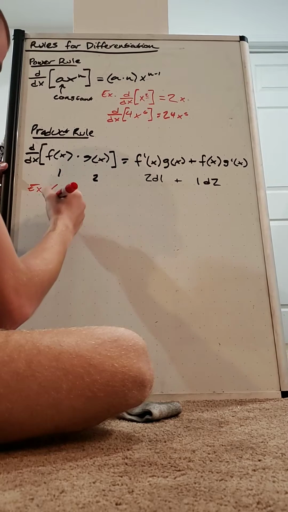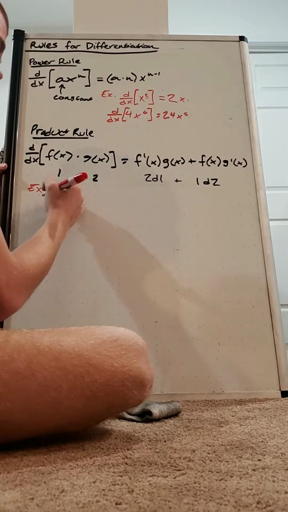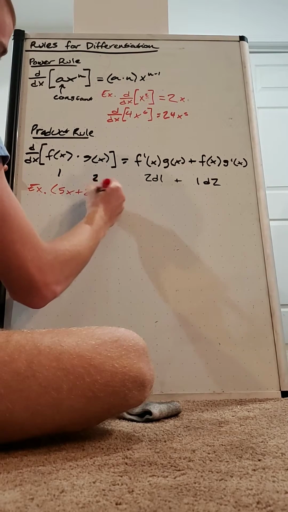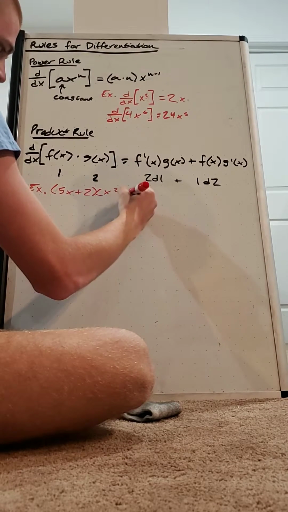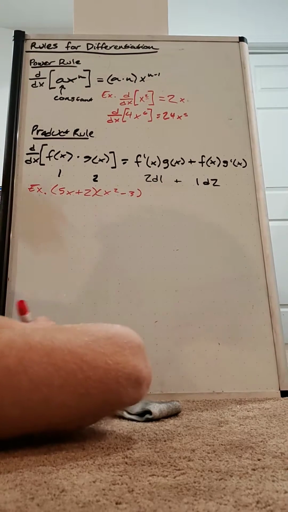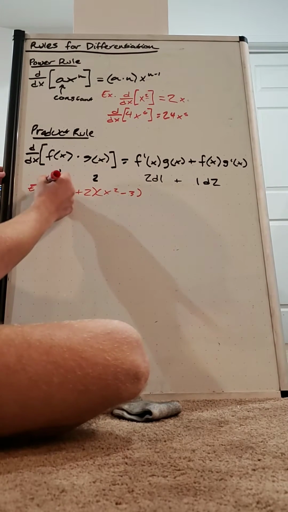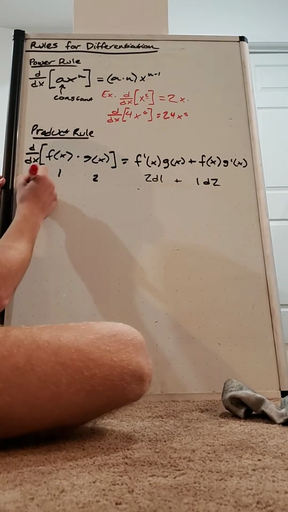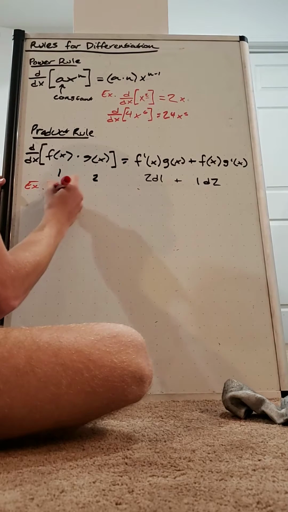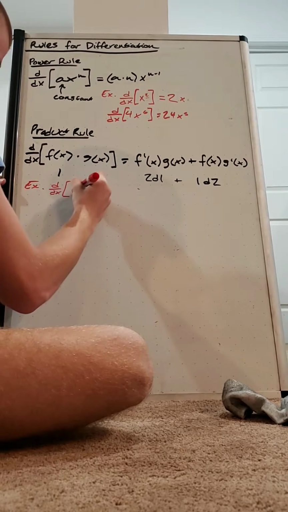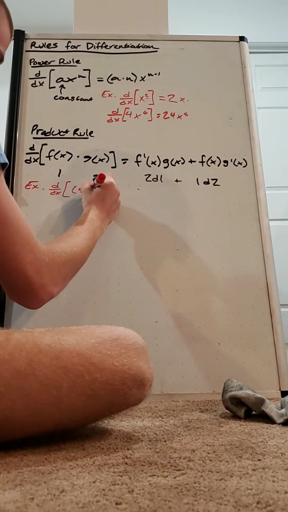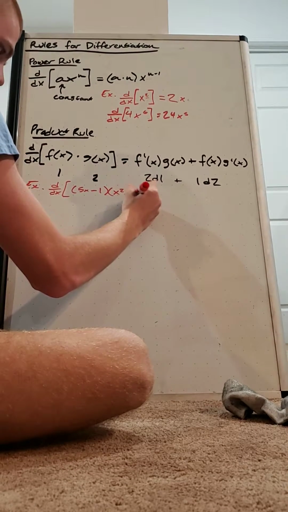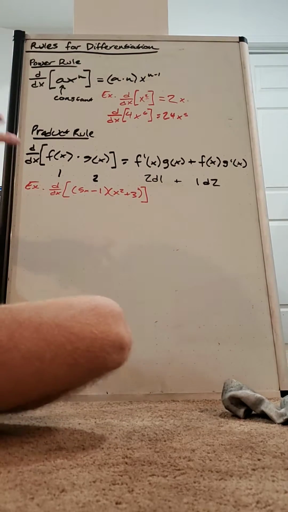And so an example, if you have, let's say, 5x plus 2 times x squared minus 3, and you're taking the derivative of that. So if we had something like this, right?